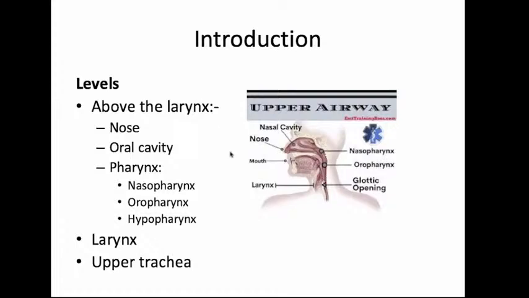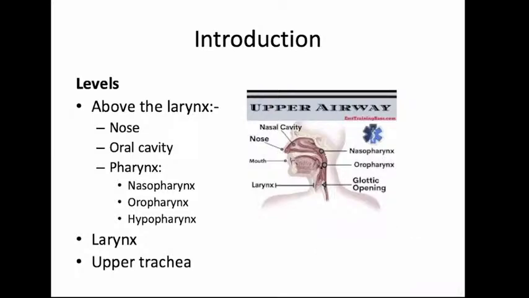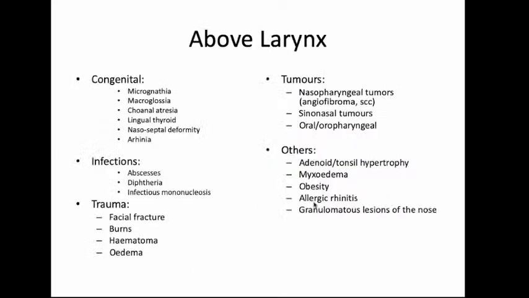And again, we have the oral cavity itself. And then below the hypopharynx, let me use my pointer, we have the larynx, and below the larynx, the trachea. So what can cause obstruction at all those areas?